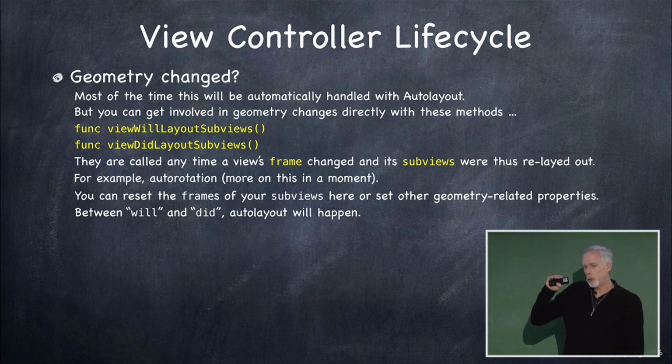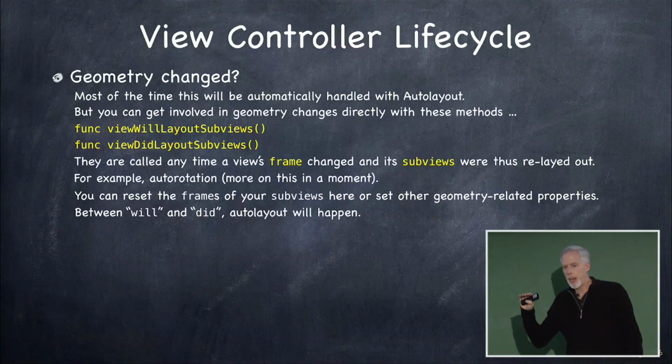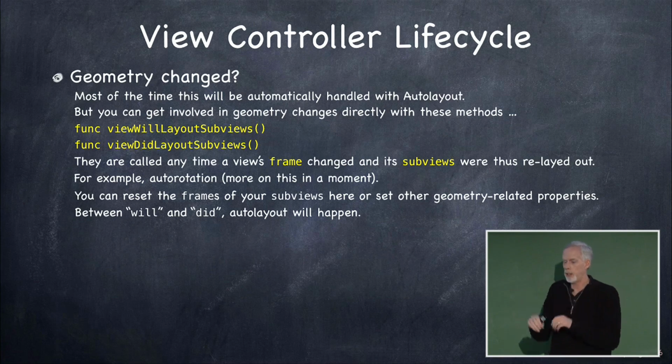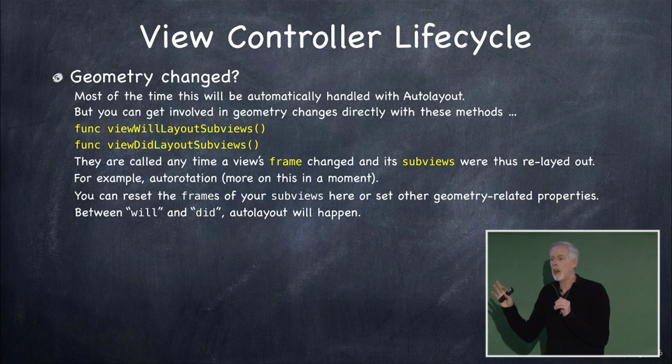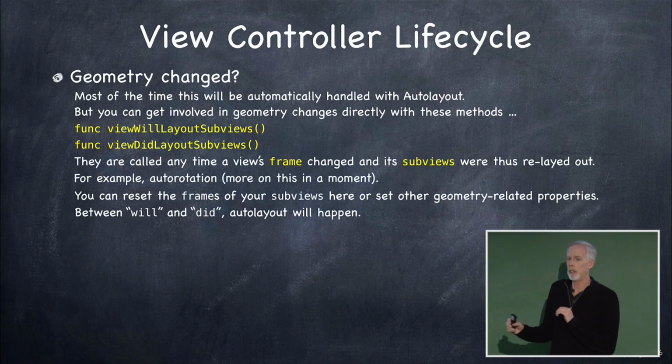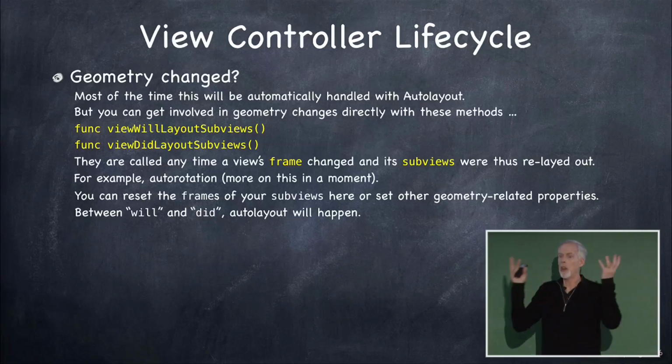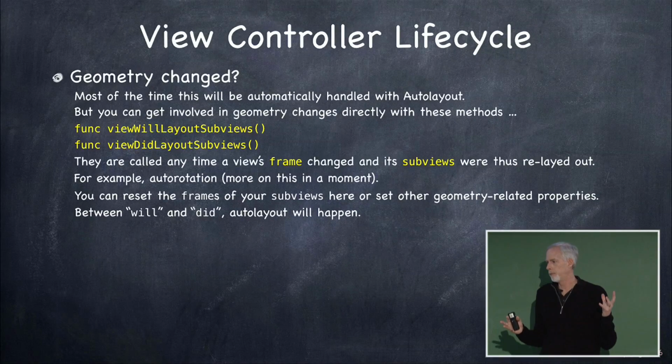So between view will layout subviews and view did layout subviews, all that auto layout is going to happen. The stuff based on the constraints. Remember all those blue dashed lines and all that stuff? That's going to happen in between. So you can do stuff before all the auto layout stuff is happening, or you can do it after. You rarely need to do anything here because usually the constraints are making all the decisions about what to do with everything.